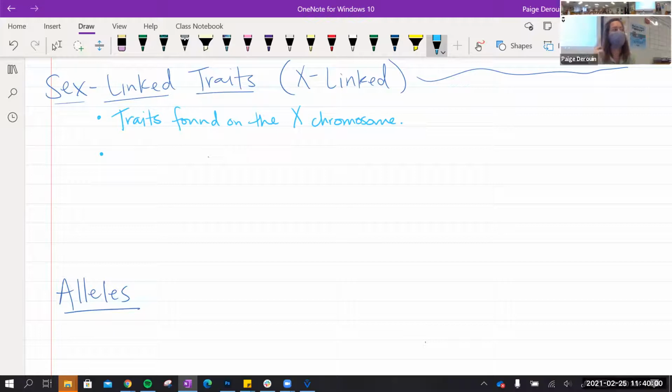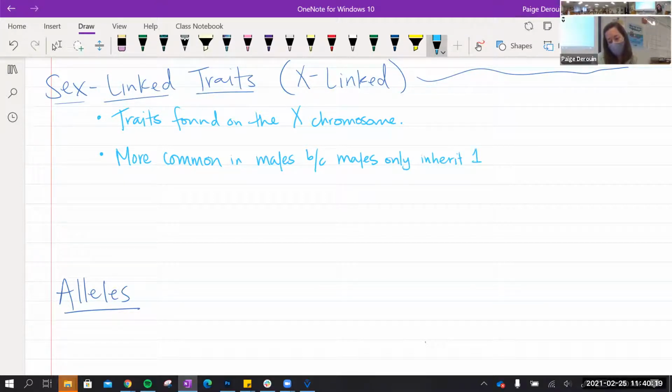Okay. I think we mentioned this before too, but do you guys remember which gender gets these traits more often? The boys. Yeah, the boys. So these are more common in males. Do you remember why, Logan? Because they only use one allele. Yeah, because males only inherit one X chromosome. So they basically have like a 50-50 chance because they only have to get one letter, and females have to get 2 copies of it to have that trait because usually they're recessive. I'll say usually recessive.